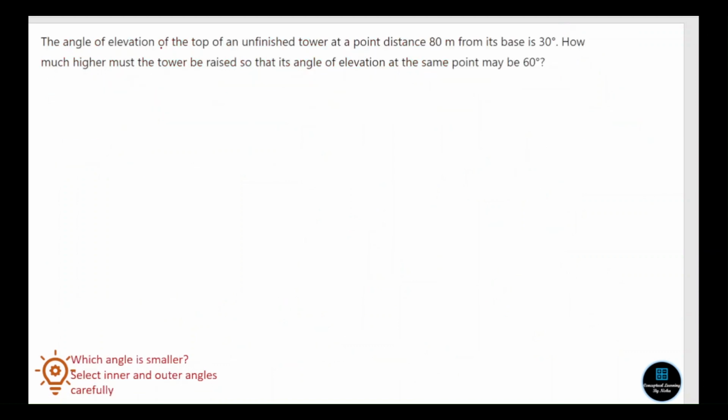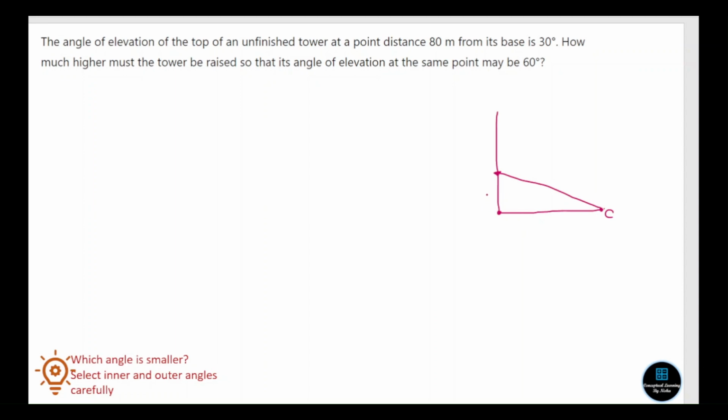Now, the angle of elevation of the top of an unfinished tower at a point distance 80 meter from the base is 30 degree. How much higher must the tower be raised so that the angle of elevation at the same point be 60 degree? So see, this is the tower, and this is the point of observation. Now it is an unfinished tower, so let's say this much is constructed, and let's say this point is C.